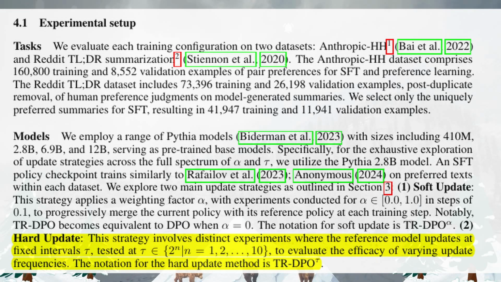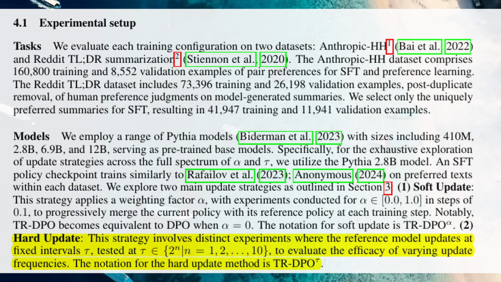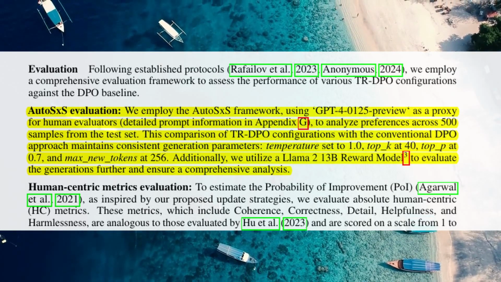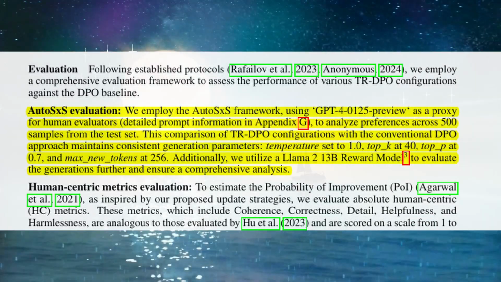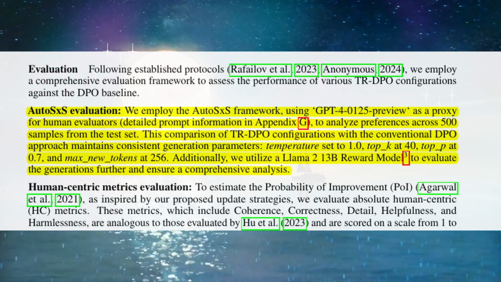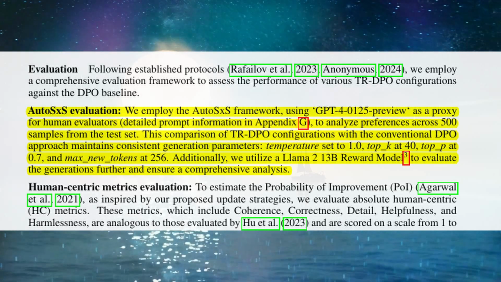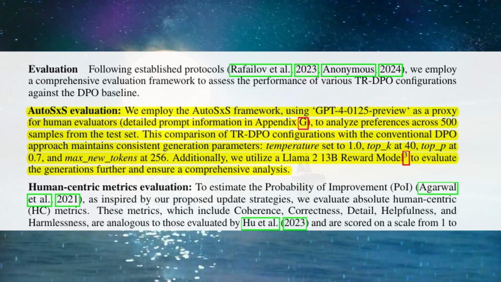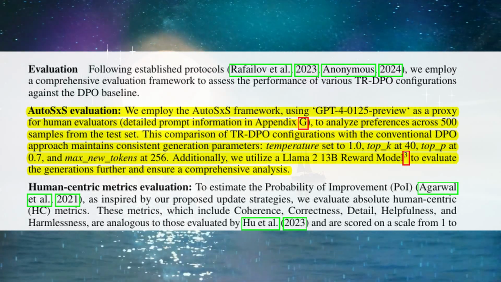GPT-4 is used as a proxy for human evaluators to compare the preferences between TR-DPO and the DPO baseline across various samples. Human-centric metrics evaluation. The probability of improvement, POI, is calculated for key human-centric metrics like coherence, correctness, level of detail, helpfulness, and harmlessness. Diversity analysis. The impact of different update strategies on generation diversity is analyzed by measuring metrics like KL divergence and generation length.